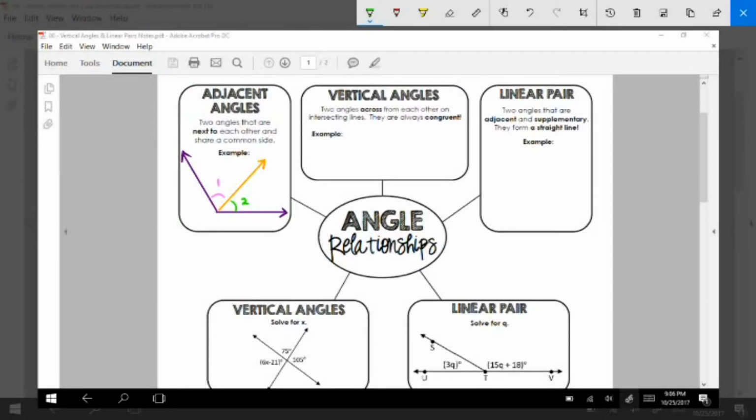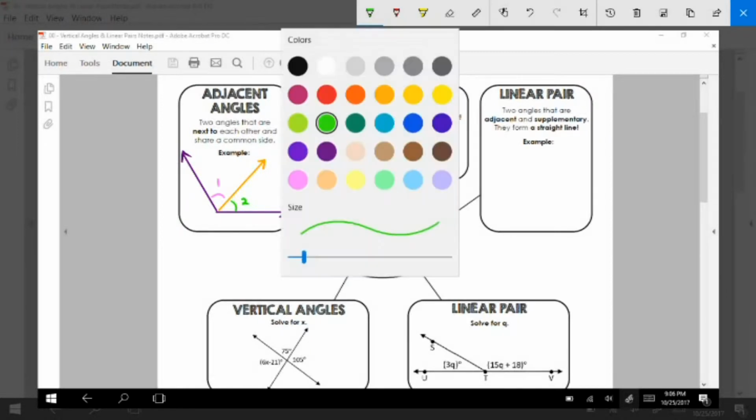Next, we have vertical angles. Say it, repeat after me. Vertical angles. And vertical angles are two angles that are across from each other on intersecting lines. And they are always congruent. They are 100% of the time congruent.